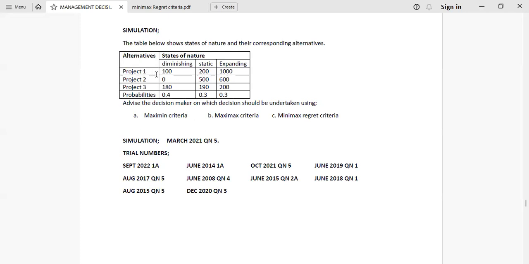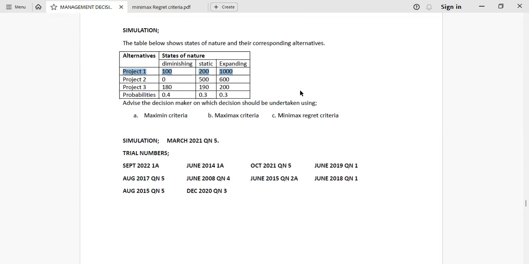If you look at project 1, you follow through in a horizontal format. You just go like this. This is project 1. This is the return in diminishing. This is the return in static, and this is the return in expanding. So we just follow them like this horizontally. That is the project that we are looking at.